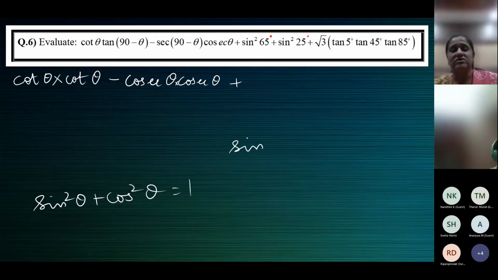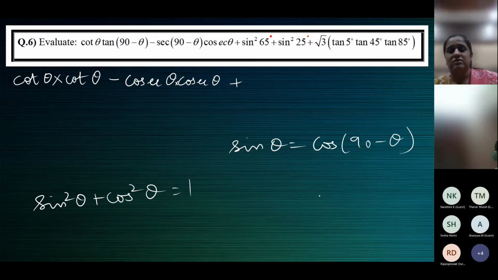Now we know that sine theta is equal to cos 90 minus theta. When you square this on both the sides, you get sine square theta is equal to cos square 90 minus theta.